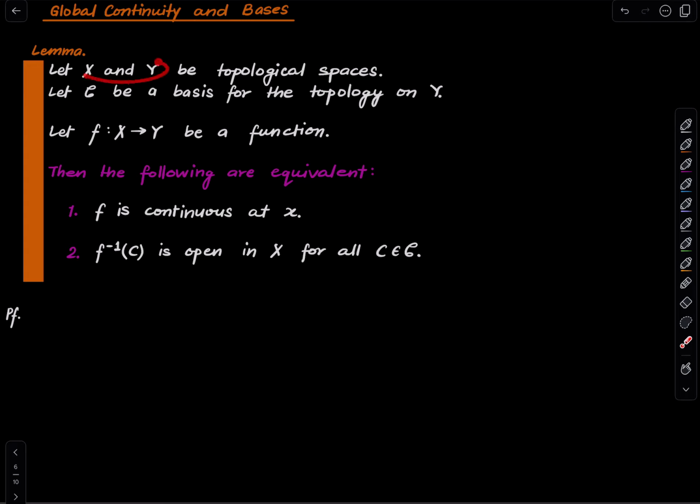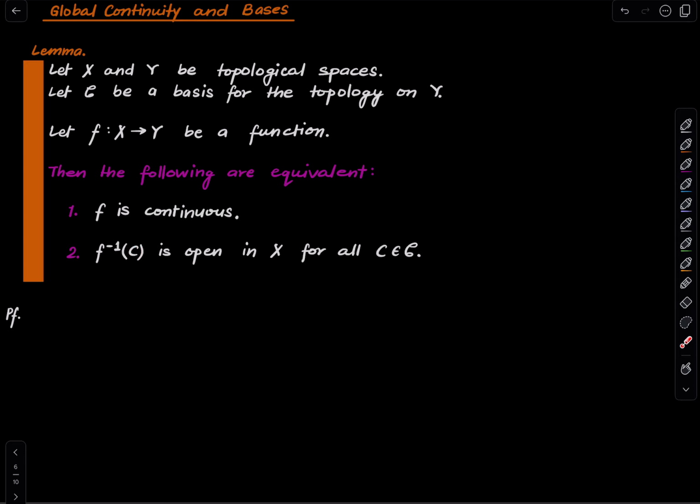So here we have two topological spaces, X and Y, and we have a basis C for the topology on Y. We haven't chosen anything for X, only for Y. So the topology generated by C is the same as the topology that Y came with, and we are given an arbitrary function f from X to Y. Then the following two things are equivalent. The first is that f is continuous. And the second is that the pre-image of any basis element is open in X.